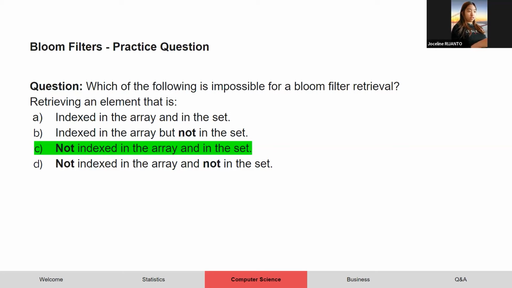All right, so the answer is D, not indexed in the array and in the set. This is because if an element is not indexed in the array, the Bloom filter will definitely not indicate that the element is in the set. A Bloom filter can only produce false positives, indicating that an element is probably in the set when it is not, but never false negatives. So if an element is not indexed in the array, it is guaranteed that the Bloom filter will not mistakenly claim that it is in the set.